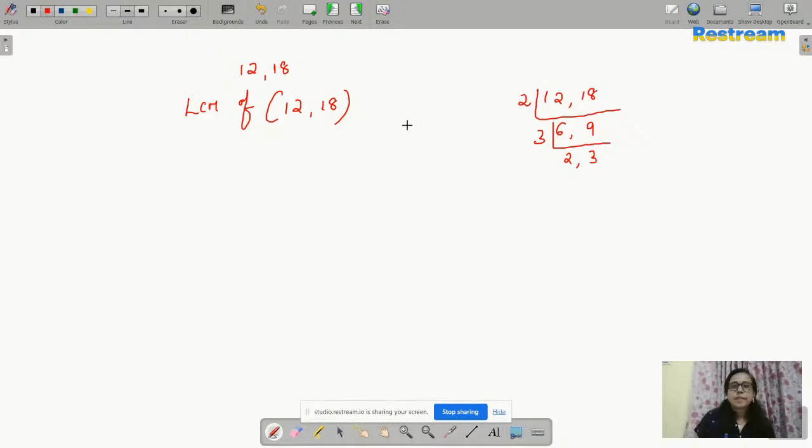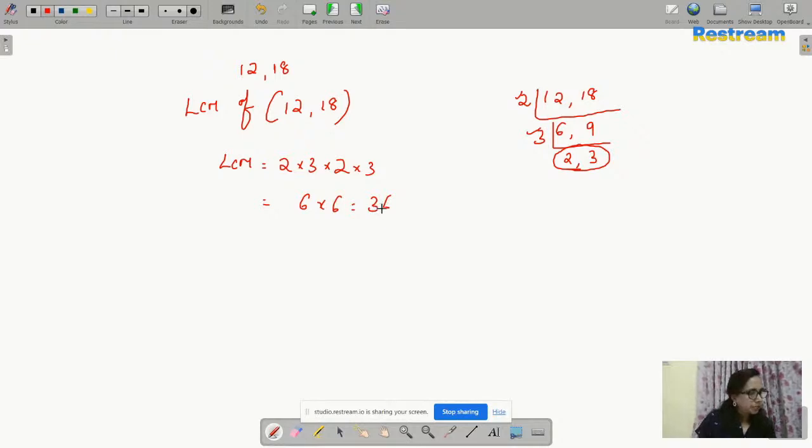But what is the LCM? LCM is equal to 2 into 3 into 2 into 3. Multiply the common factors and the numbers which are not common. 2 into 3 into 2 into 3 is 6 into 6, which is equal to 36. That means what is the answer? 36 means Sonia and Ravi will meet after 36.